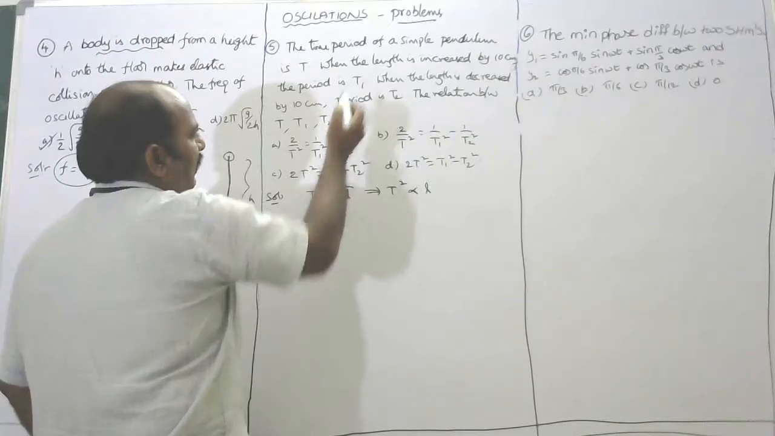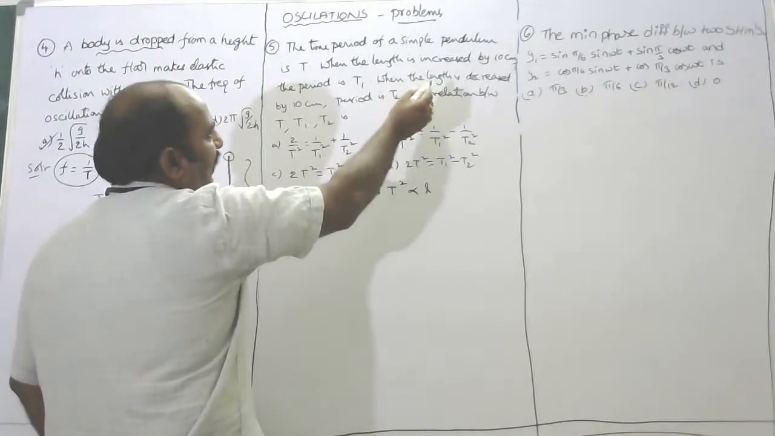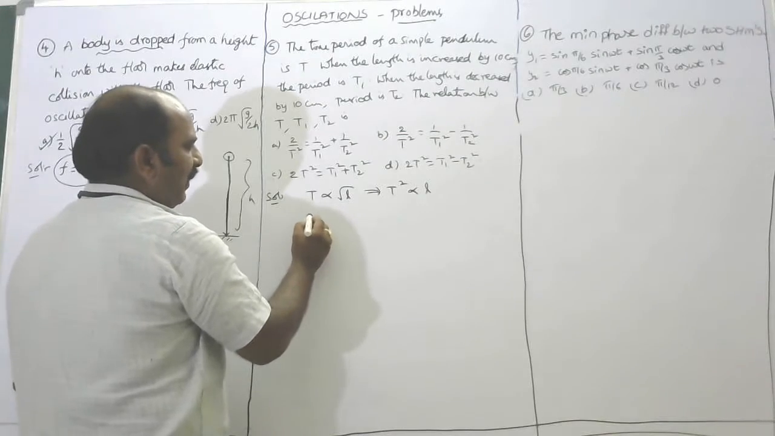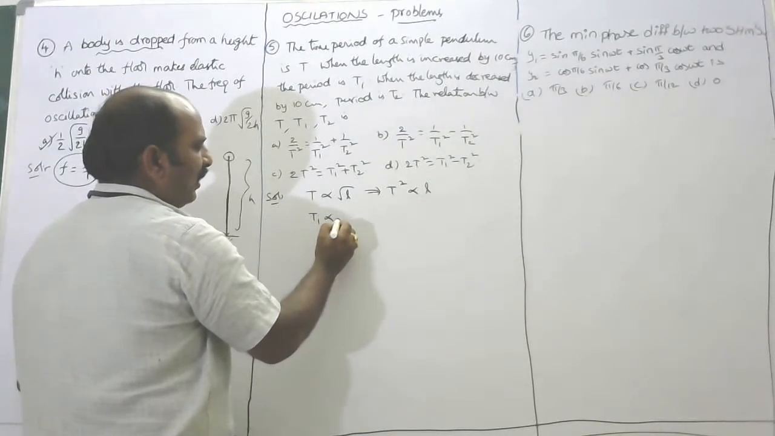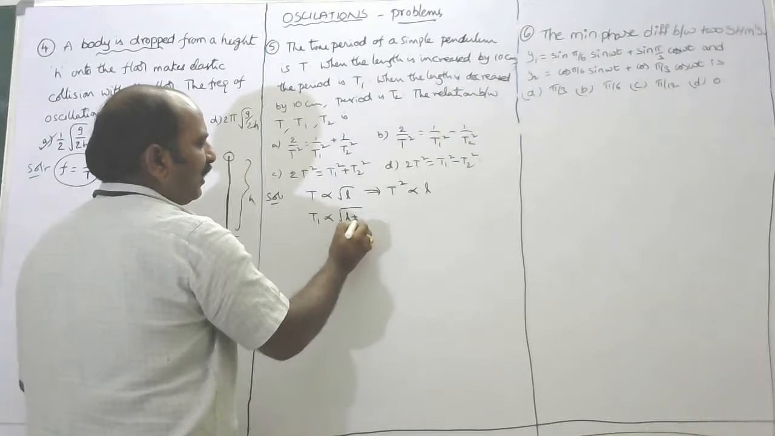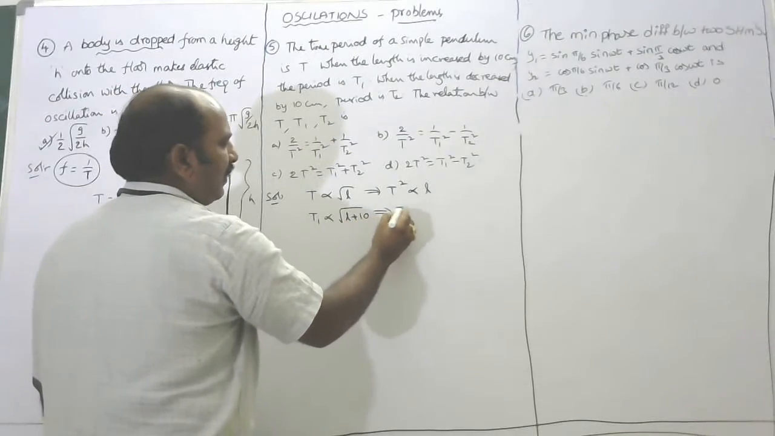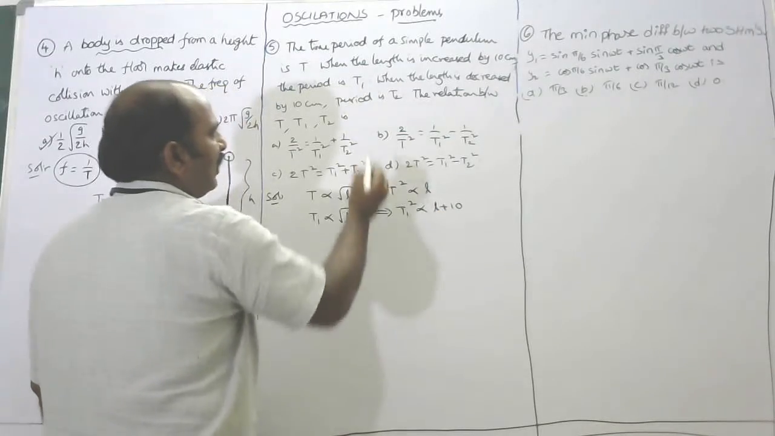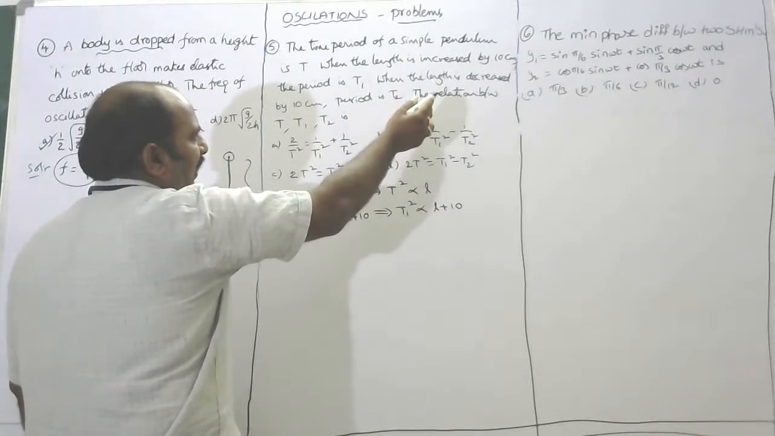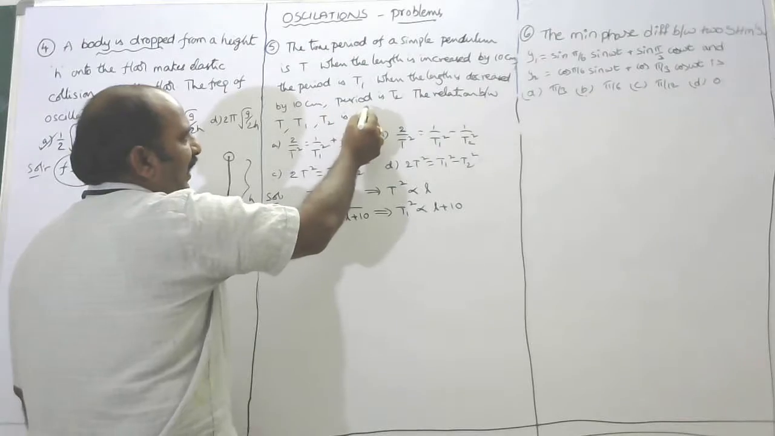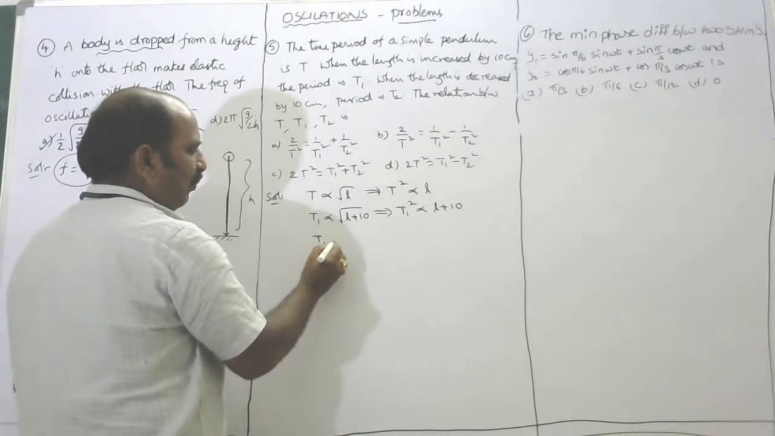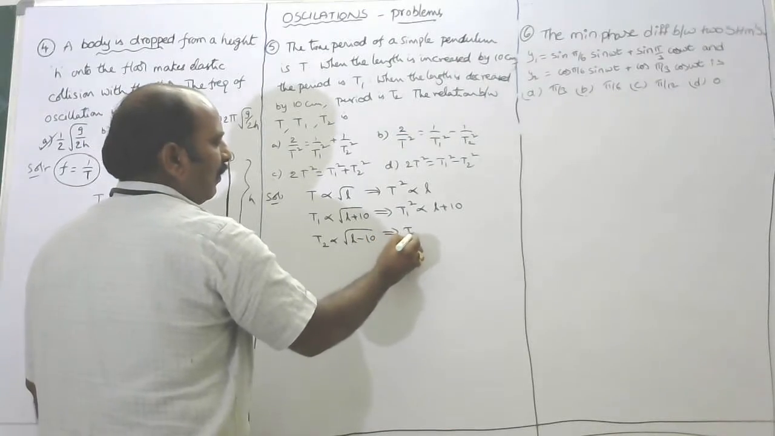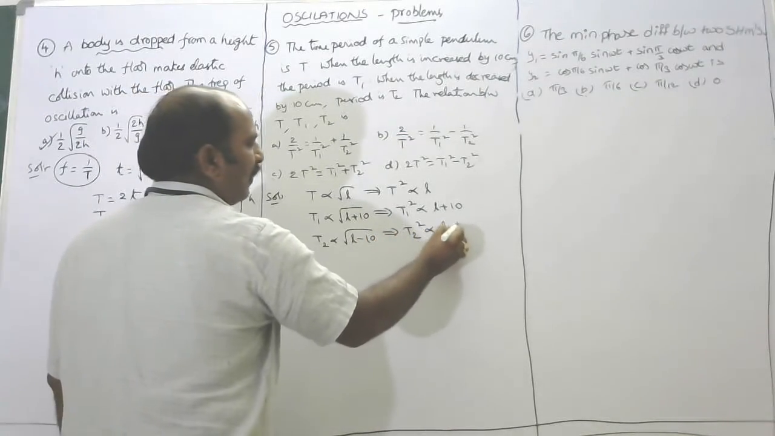In the next case, when the length is increased by 10 centimeter, then time period is T1. That means T1 is directly proportional to root of L plus 10. In this case, T1 square proportional to L plus 10. Similarly, in another case, the length is decreased by 10 centimeter, time period is T2. Then we write T2 proportional to root of L minus 10. From this, T2 square proportional to L minus 10.